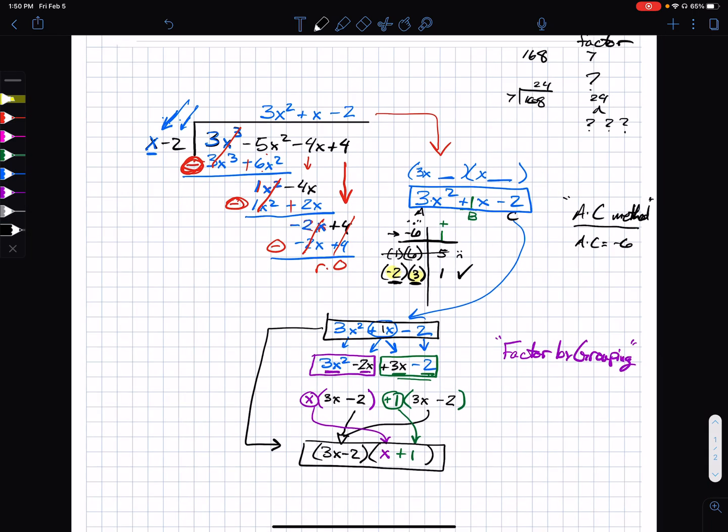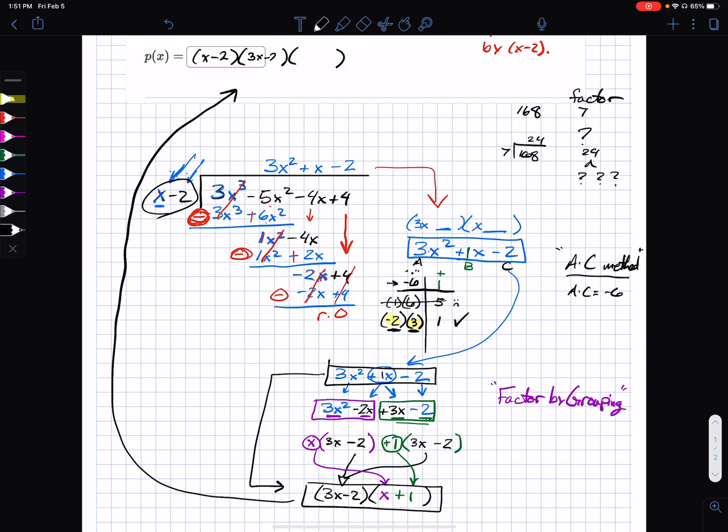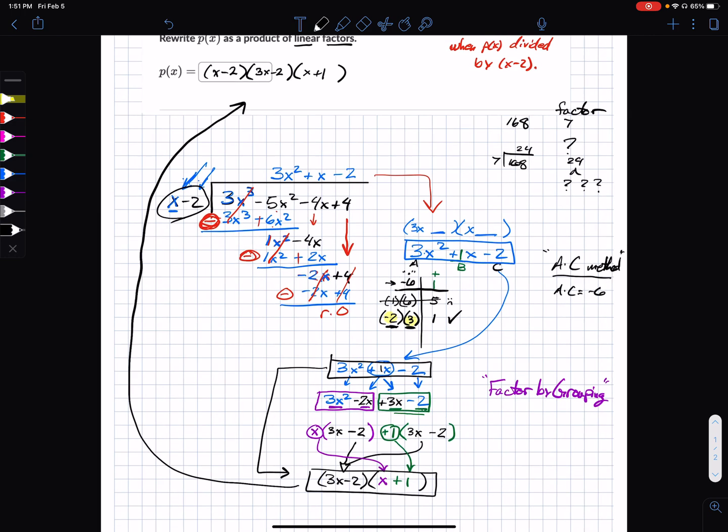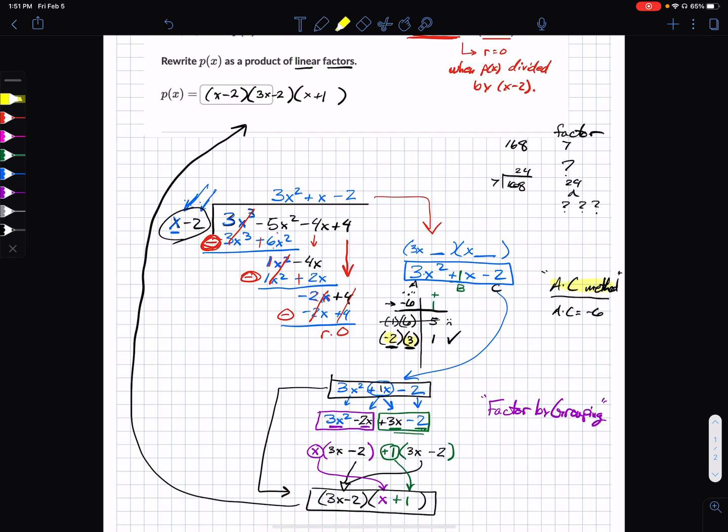Now, back up at the beginning of the problem, we were asked to factor completely, knowing that x minus 2 was a known factor. So what you could do now is bring these other two factors that we found and populate the total factored form. So 3x minus 2 and then x plus 1. All right, I hope that helped. That's a recap of AC method analysis and factor by grouping by splitting the middle term.